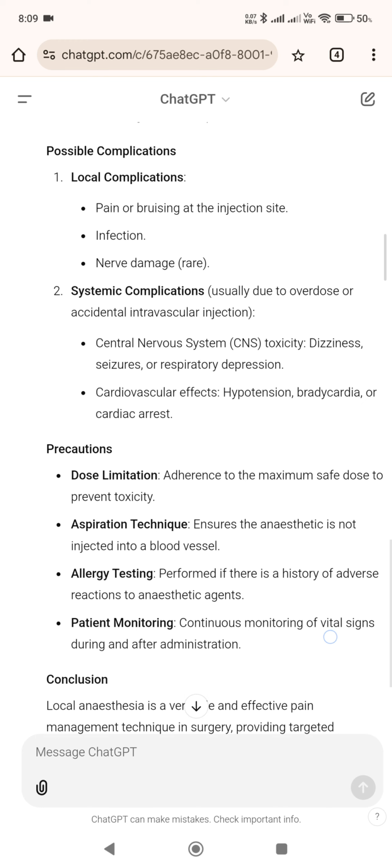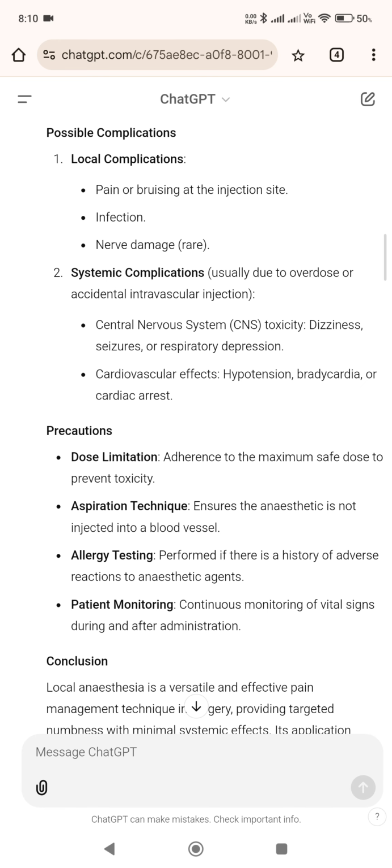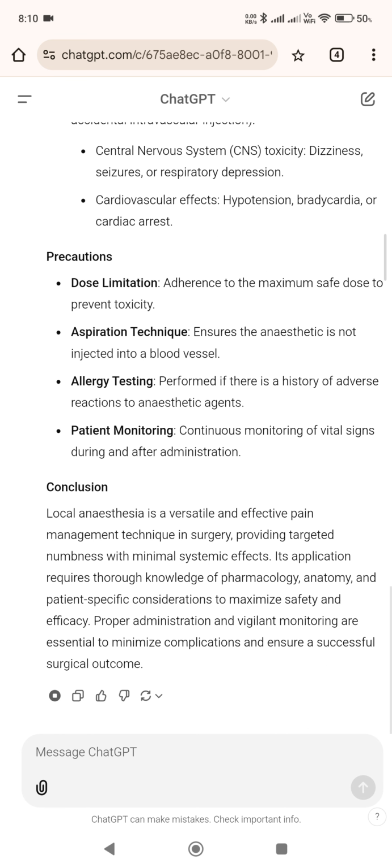Possible complications. 1. Local complications, pain or bruising at the injection site, infection, nerve damage, rare. 2. Systemic complications, usually due to overdose or accidental intravascular injection: central nervous system (CNS) toxicity, dizziness, seizures, or respiratory depression; cardiovascular effects, hypotension, bradycardia, or cardiac arrest.